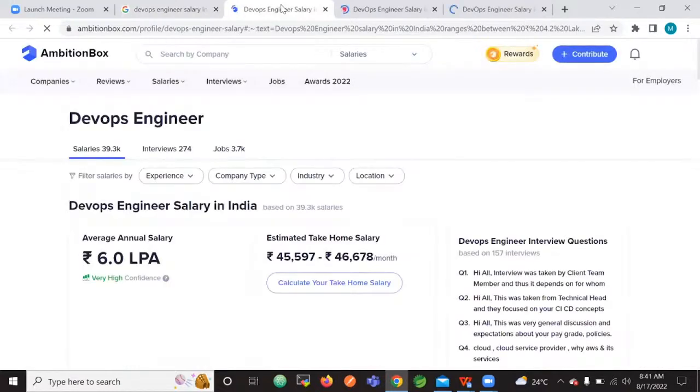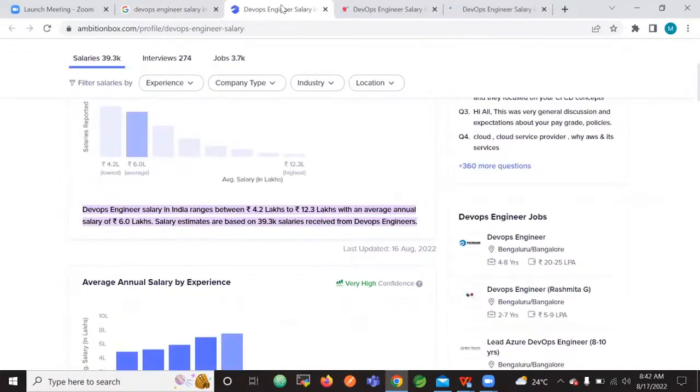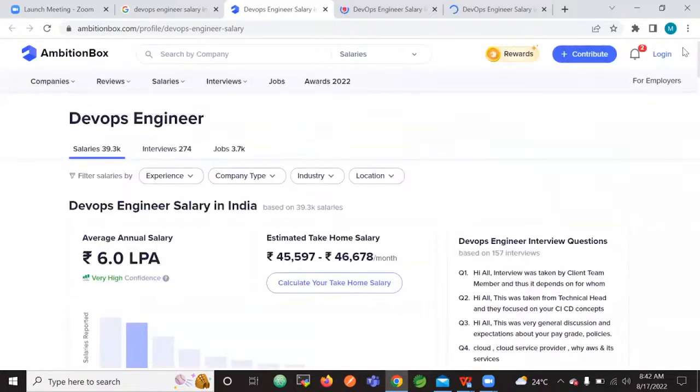But out of all these, I strongly believe in Ambition Box, because accurate information is provided by these guys. Also in this site, they give the tools commonly expected by the companies. This is kind of AI based, not AI, but they are aggregating all the metrics and showing us in a simple way.